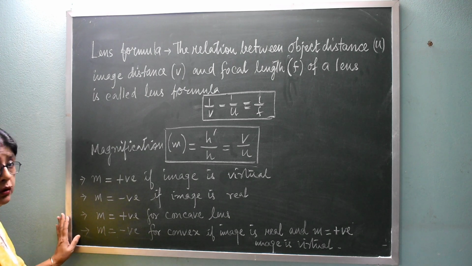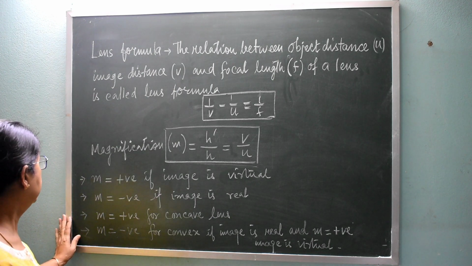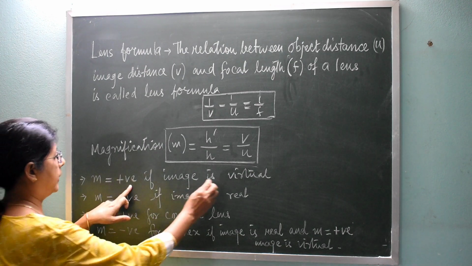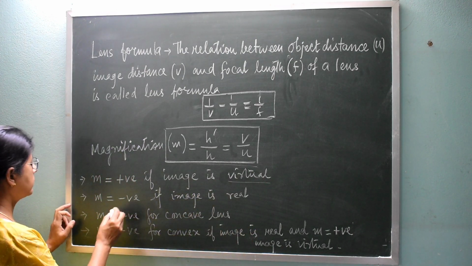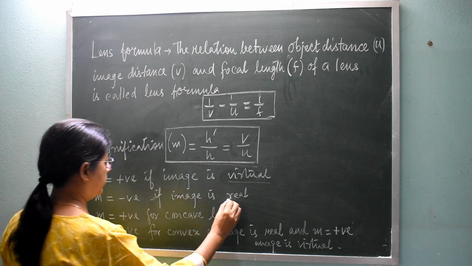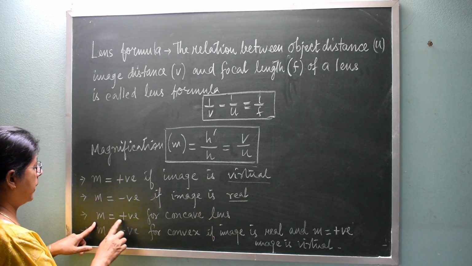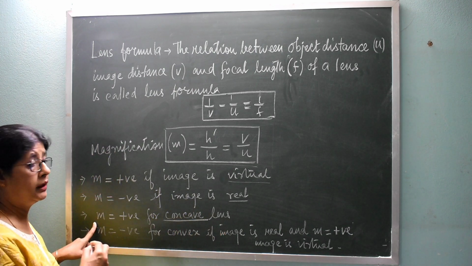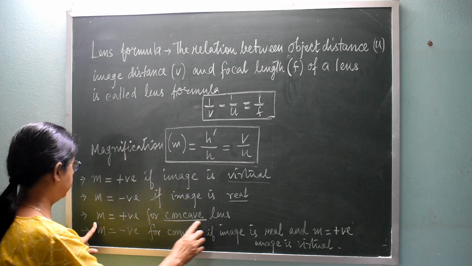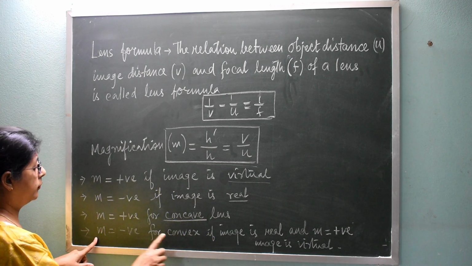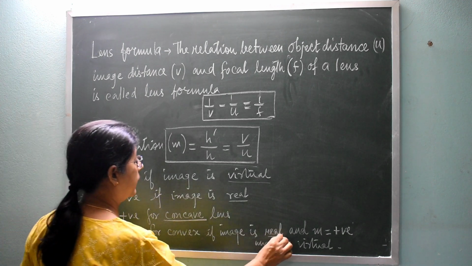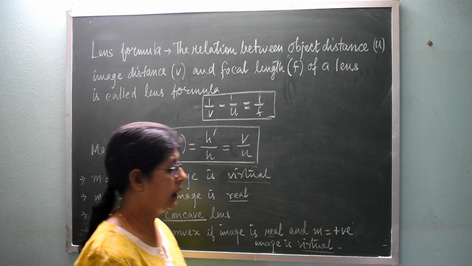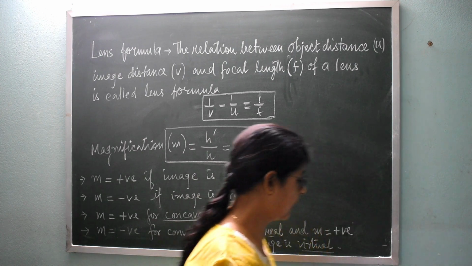Before doing numericals, we should know certain things. m is positive if the image is virtual, and m is negative if the image is real. m will be positive for a concave lens, because it always forms a virtual, erect and diminished image. And m will be negative for a convex lens if the image is real, and positive if the image is virtual. Next we are going to do the sign convention.